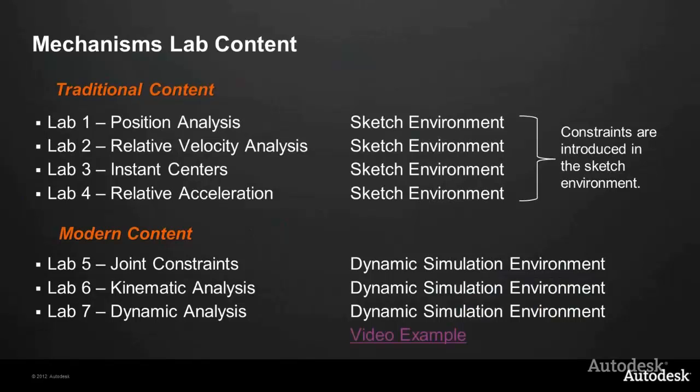During the lab portion of the course, as I mentioned earlier, it is divided into two parts. One deals with the traditional content, and then a latter portion is concerned with the modern content. There are other things that we do with the lab. The labs that are associated with mechanisms take up 7 of approximately 13 or 14 of the total number of labs. During the traditional portion, labs 1 through 4, we focus on using the graphical-based methods to solve the vector equations to determine position, velocity, instant centers, and relative acceleration.